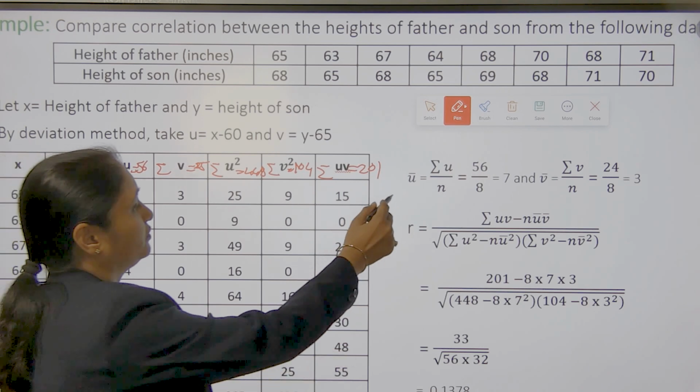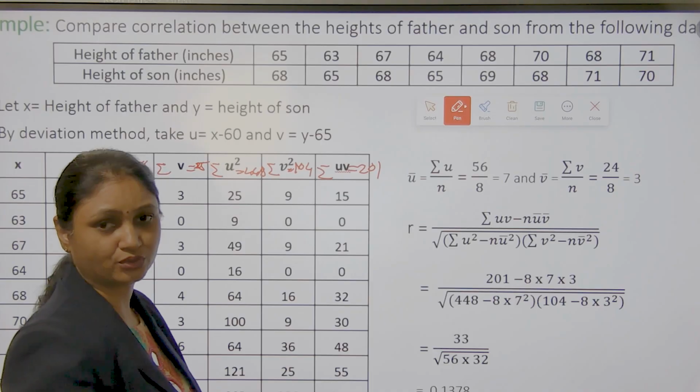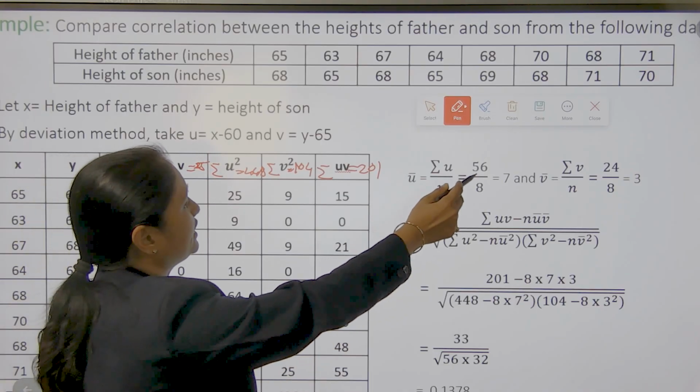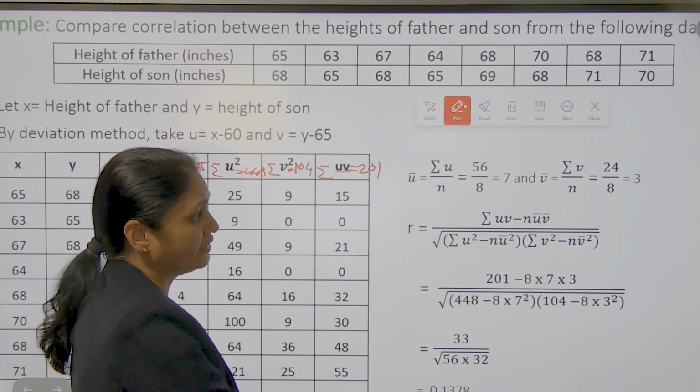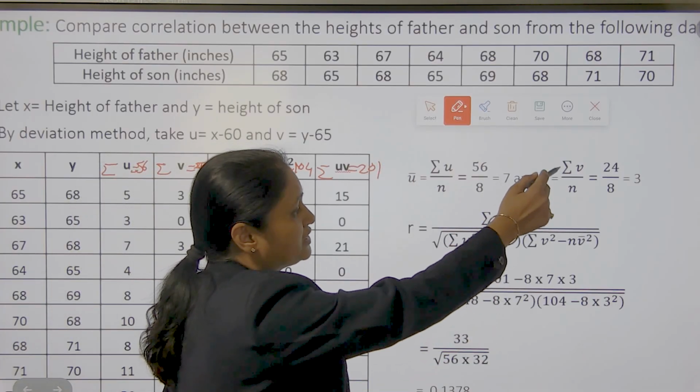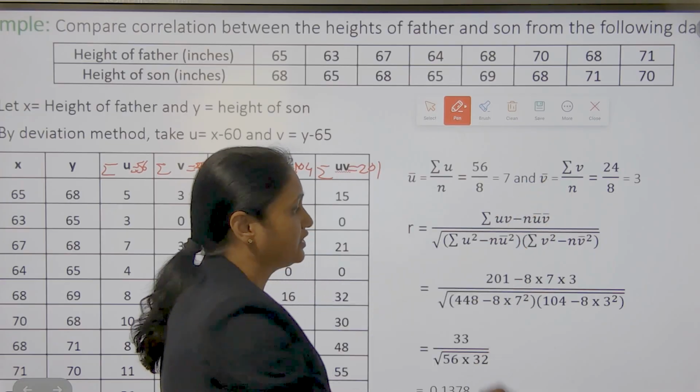So here u bar is the arithmetic mean of values of u, so summation u upon n. Summation u is 56 divided by 8, that is equal to 7, and v bar is equal to summation v upon n, that is 3.